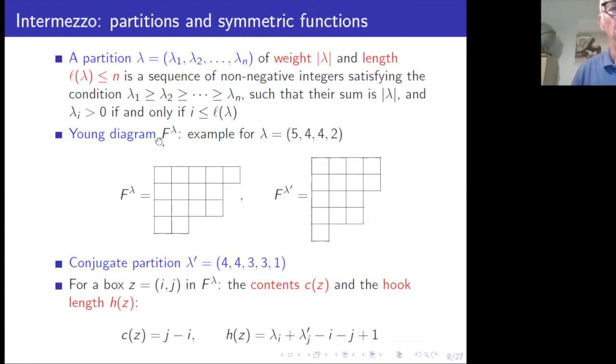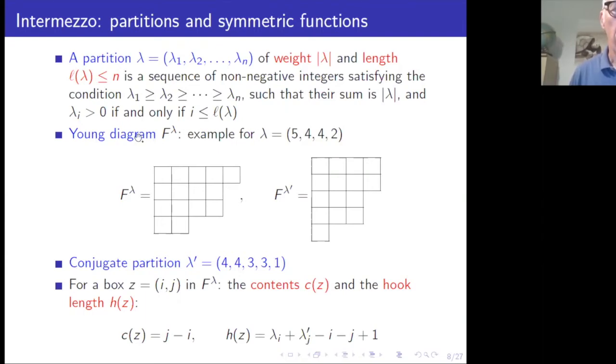And a partition is usually characterized or illustrated by what is called its Young diagram. For example, the partition 5, 4, 2, 2 is characterized by this Young diagram with 5 boxes on the first row, 4 on the second, 2 on the third, and 2 boxes on the last row. And if we add zeros to these partitions, it's the same partition. We don't worry about that.